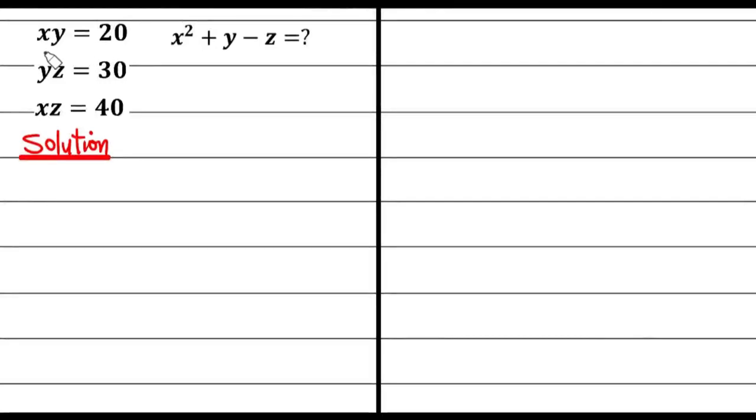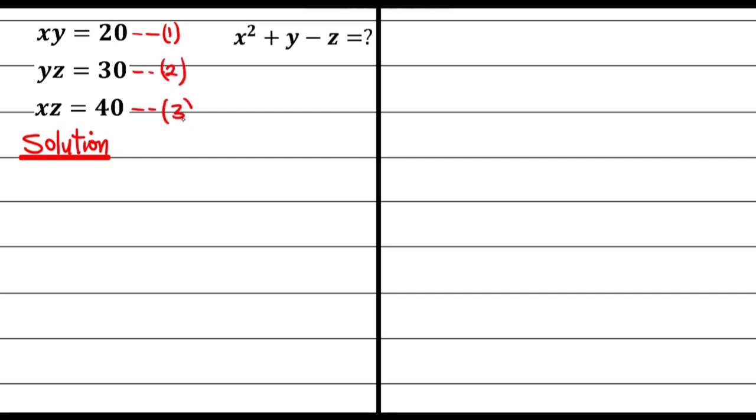Solving this Olympiad question: xy equals 20, yz equals 30, xz equals 40. We are to find the value of x squared plus y minus z. For this, we have three equations. We need to number them so that we can easily identify each one of them. So this is equation 1, this is equation 2, then this is equation 3.